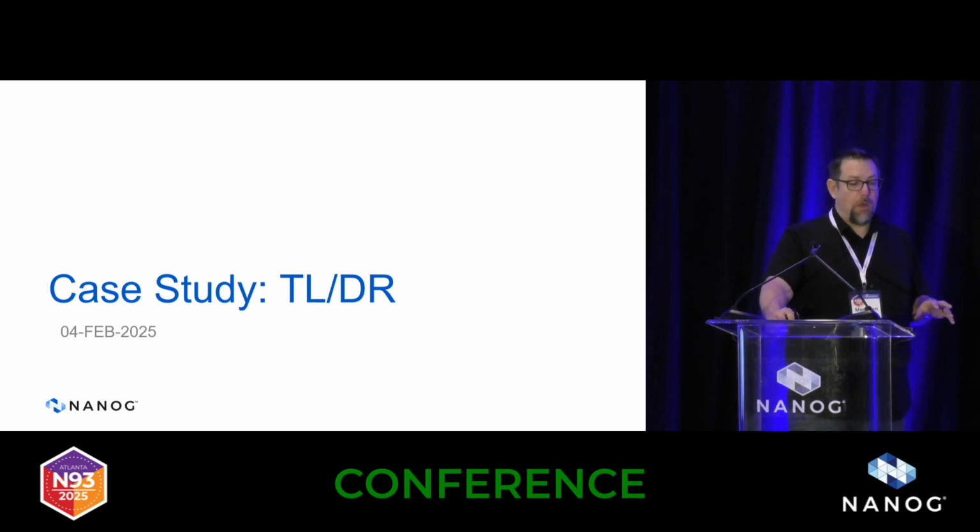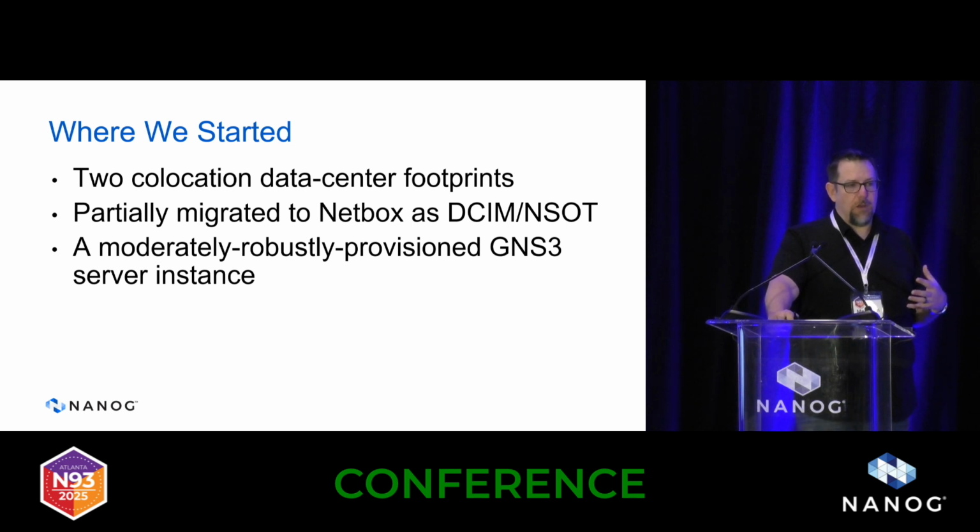So where we started was we had 2 co-location data center footprints. We had partially migrated to using Netbox as our data center infrastructure management / network source of truth platform. I know source of truth is at this point a pretty loaded term. We were trying to use it as our authoritative record of network design intent.